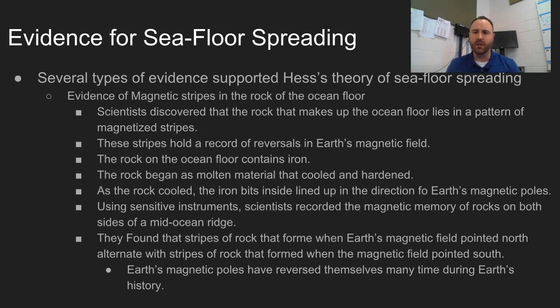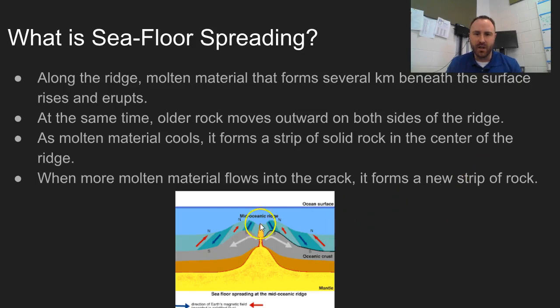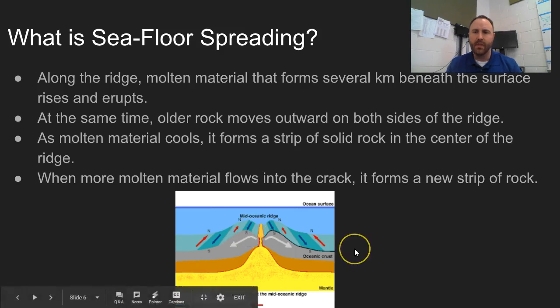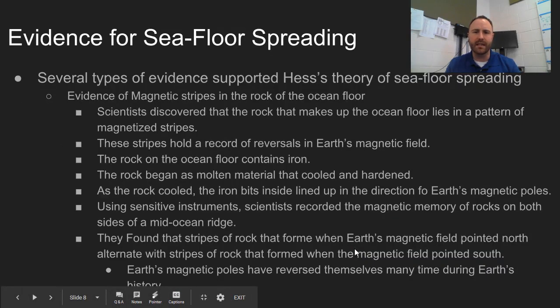Now, if we quickly buzz back here to this picture, you'll notice that there are some of these strips that are going this way, and there are some that are going this way. That helped with the idea that they found the strips to form when Earth's magnetic field pointed north, alternating with stripes of rock that formed when the magnetic field pointed the other way. And so Earth's magnetic poles have reversed themselves many times during the course of history.